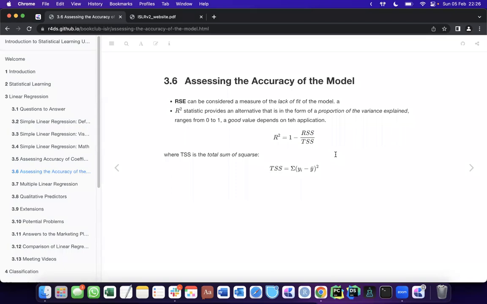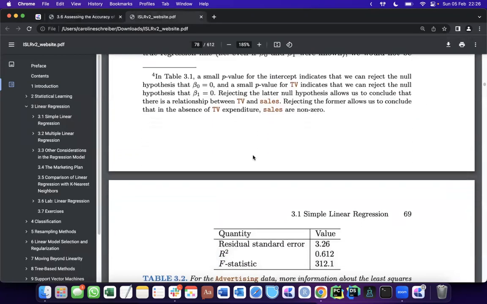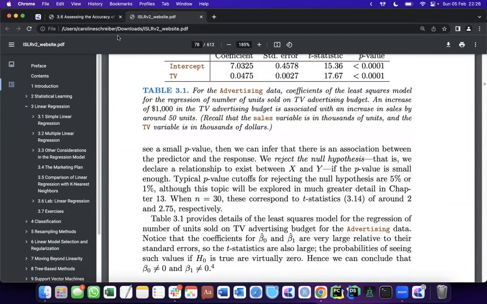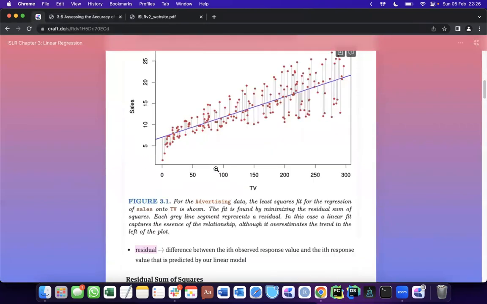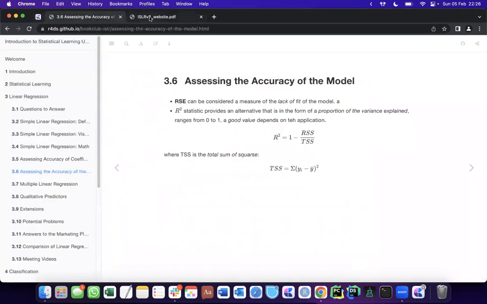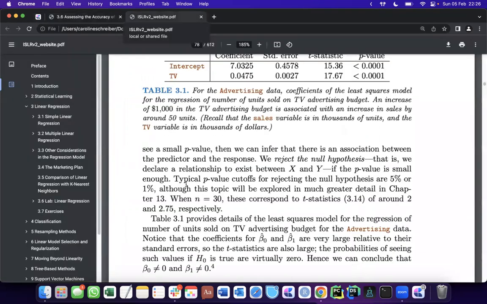And the reason why it can be a little bit difficult to use is because it's measured in units of the response variable. So if we're looking at this graph, we would compute our RSE in terms of units of sales. And that can be kind of hard to interpret, because how good is a certain deviance from the regression line?